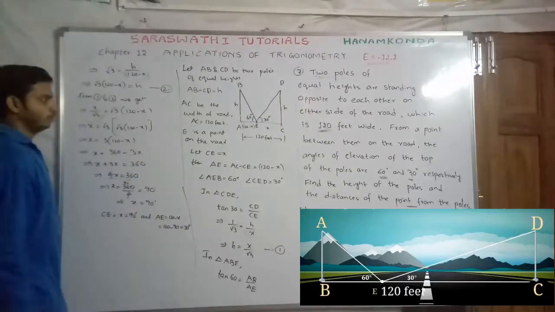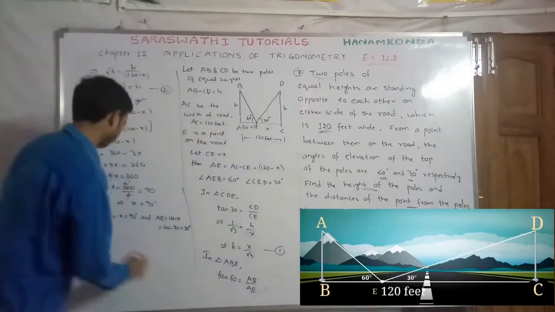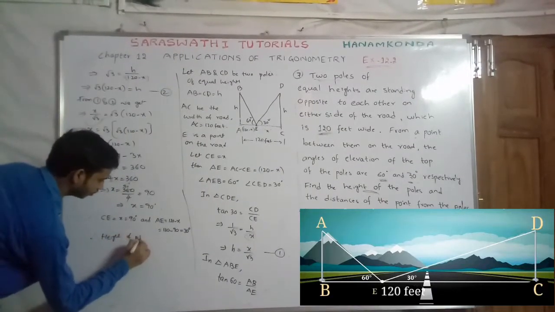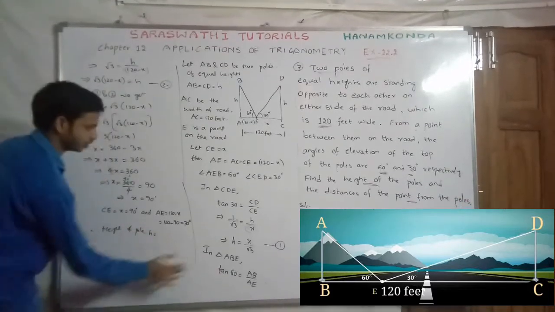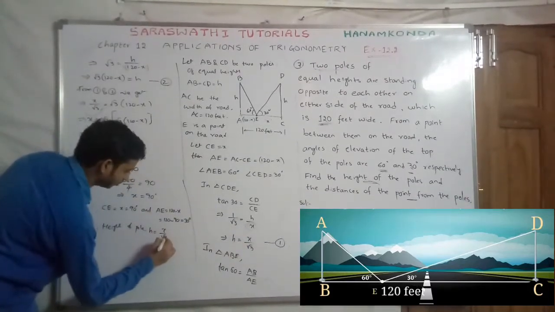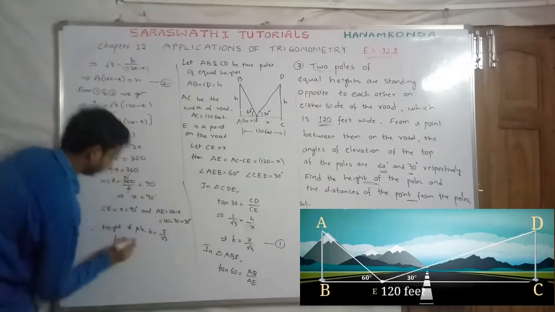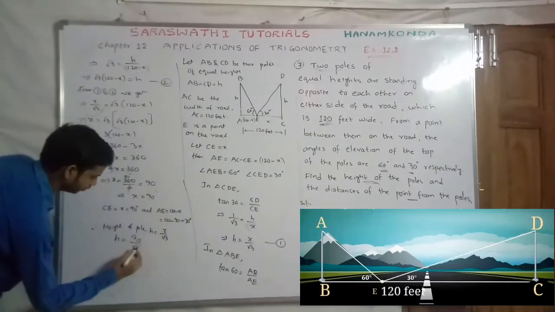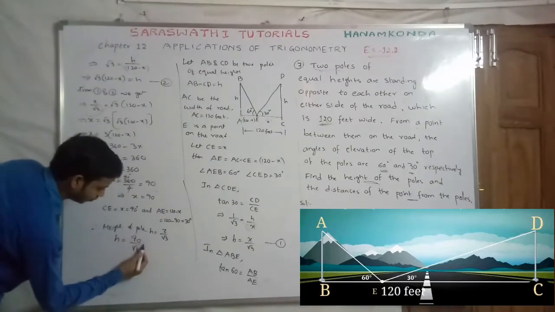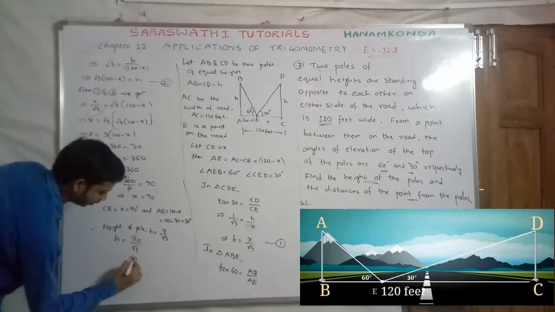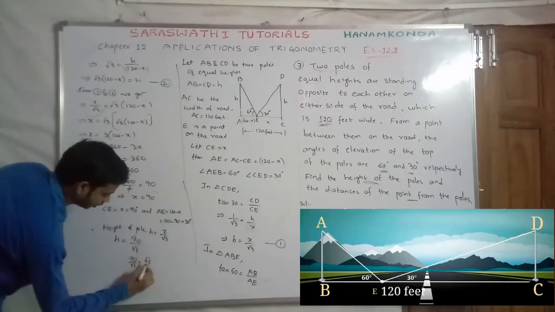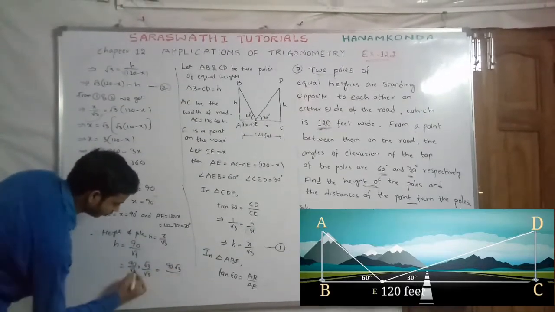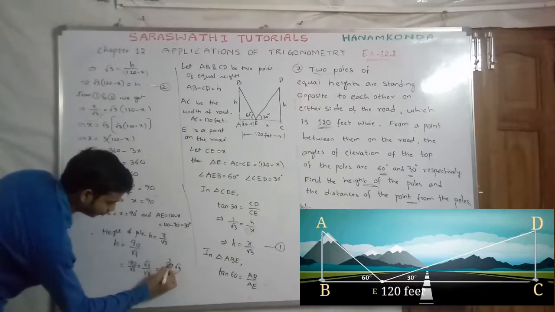Now we have to find the height of the poles. So therefore height of the pole, H equals, from the first equation, H equals X by root 3. So the X value here is 90, so 90 by root 3. We can now multiply both numerator and denominator with root 3. That means 90 by root 3 into root 3 by root 3, so equal to 90 into root 3 by root 3 into root 3, which is 3. 90 by 3 is 30.